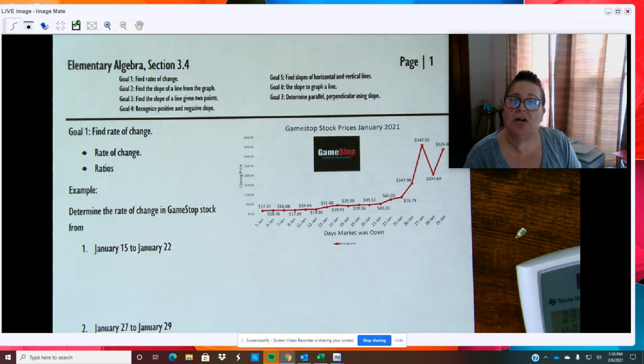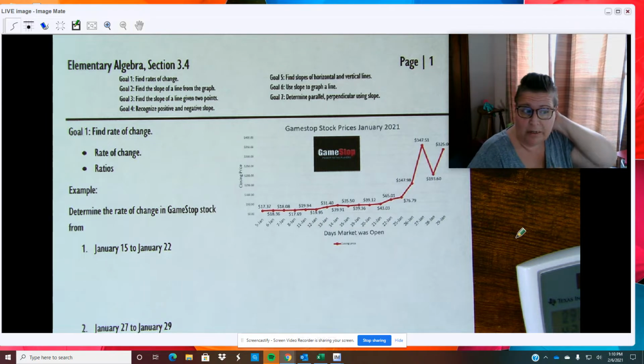In the end here, our hope is that you're able to also determine parallel and perpendicular as a comparison of two lines using just their slope to determine that. All right, so let's begin by talking about the rate of change.